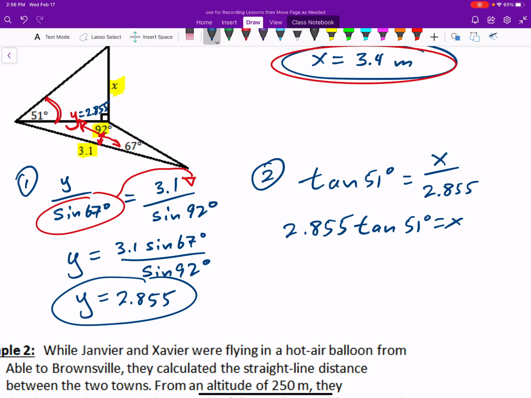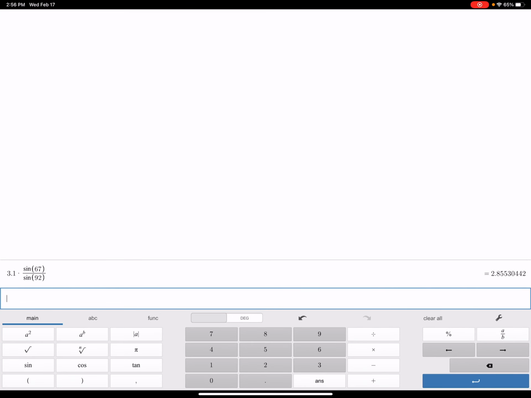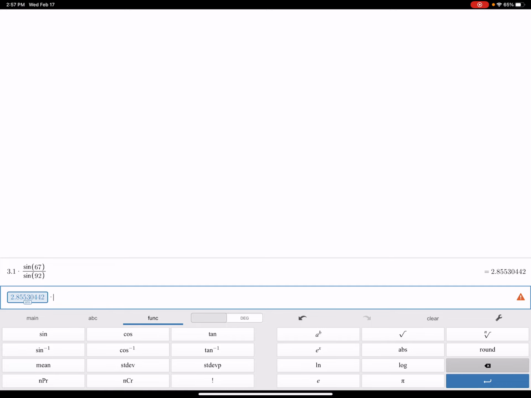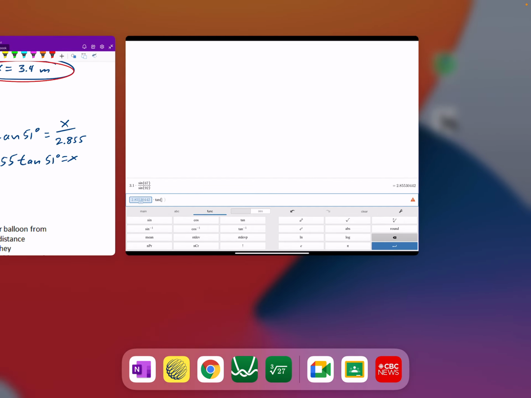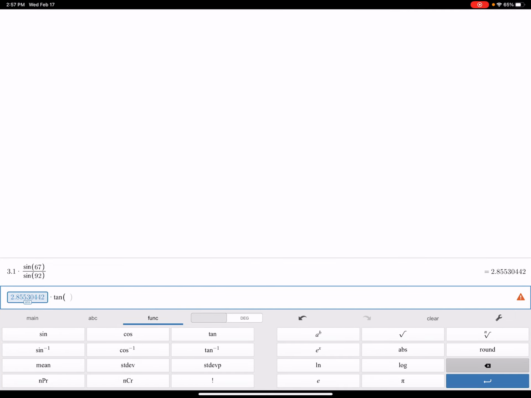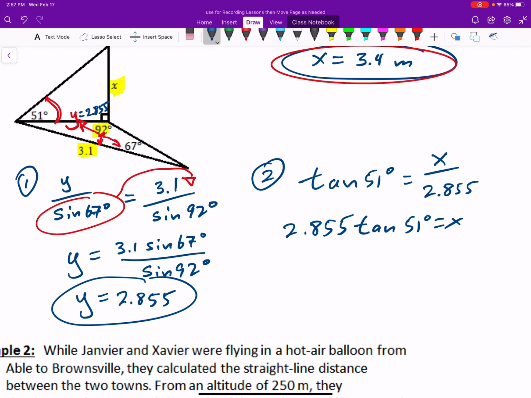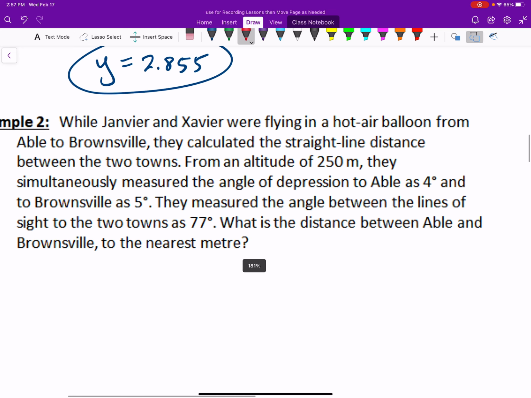And again, I can just take my answer from before. So answer times tan, what was it? Tan 51, it appears. So 2.855 times tan 51 is 3.5 to 1 decimal place. So x equals 3.5, and again, by doing multiple steps, I was able to get what I was looking for. So you just have to hunt around a bit sometimes.